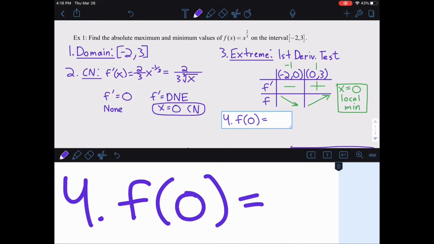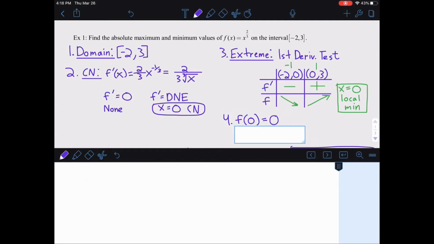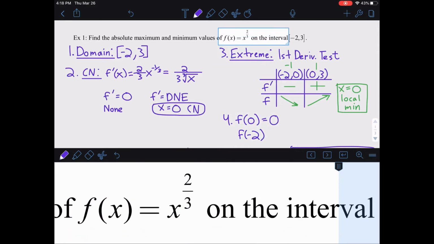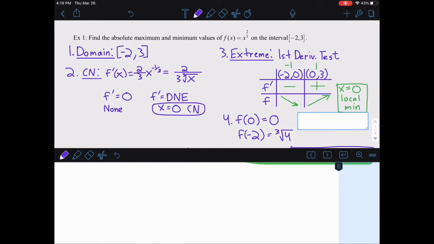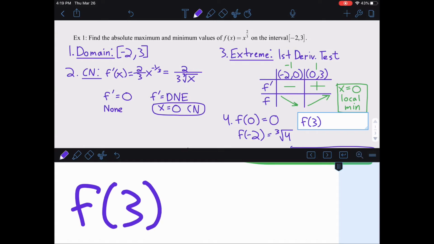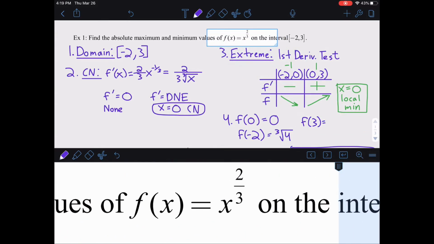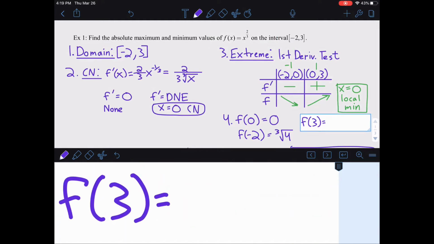What's 0 to the 2/3 power? That's going to be 0. That one's not hard. Okay, let's take the endpoints, f of negative 2. So x to the 2/3 power. If I take negative 2 and square it, I get positive 4. And now to the 1/3 means cube root. And so I get the cube root of 4. And now let's pick the right endpoint, which is 3. Let's do the same thing. Plug 3 into the original function. So 3 squared is 9, and then to the 1/3 power means I get the cube root of 9.